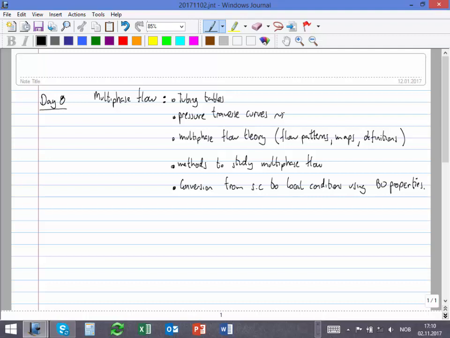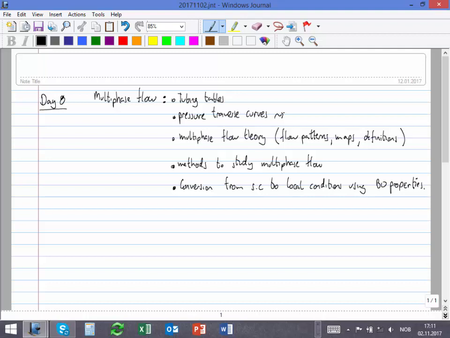And then we're going to go deep into multiphase flow theory. The idea is not to make you an expert on multiphase flow, but at least that you know how to calculate, what kind of methods we have for multiphase flow, and what are the main definitions that you have to know.